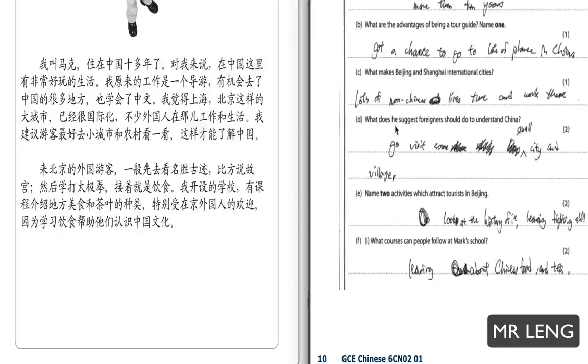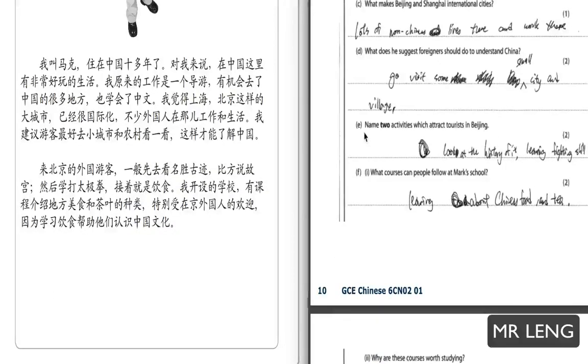Next one. What does he suggest foreigners should do to understand China? So foreigners, we just saw that keyword, and you read on to the next sentence right away. I recommend tourists better go to 小城市 small cities 和农村 countryside. So you could put down tourists should go and visit small towns and the countryside, or just small towns and villages.